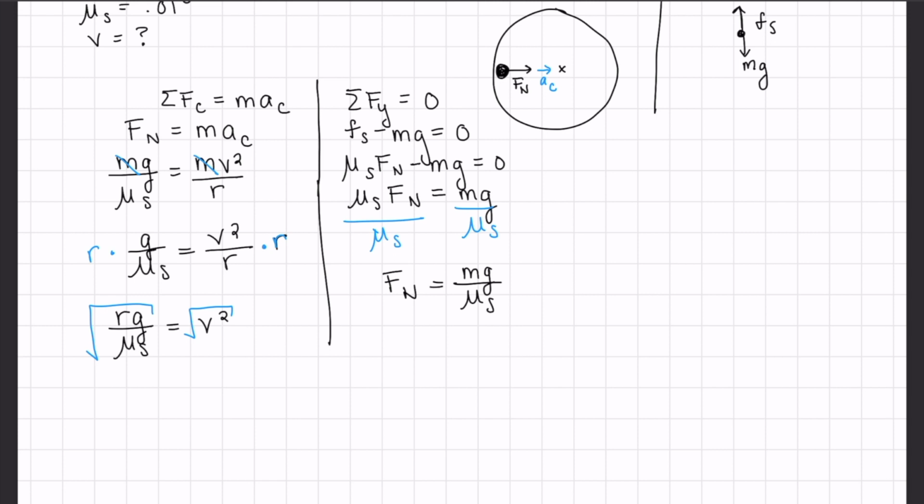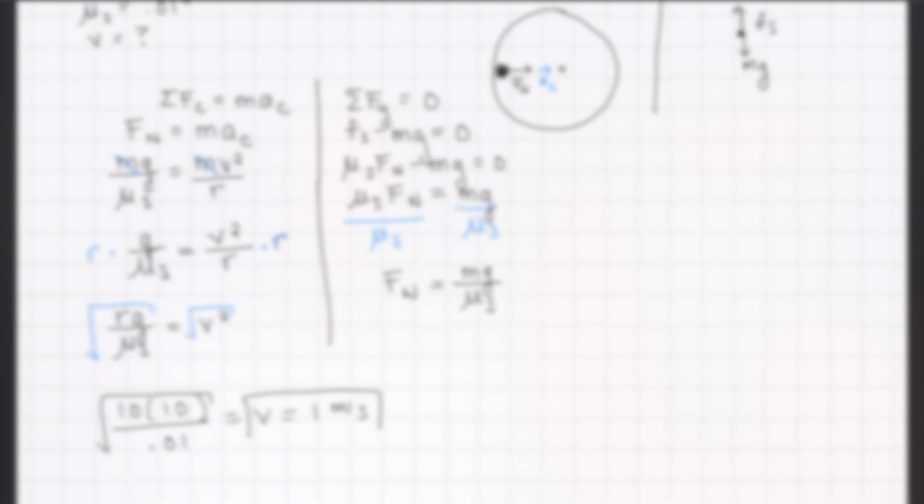We can plug in our numbers. 10 times 9.8 divided by 0.01, square root, equals v, and that should be about equal to 1. So if I swap out and use my estimate that I love to use, this will come out being 1 meter per second. Okay, and there you have it.